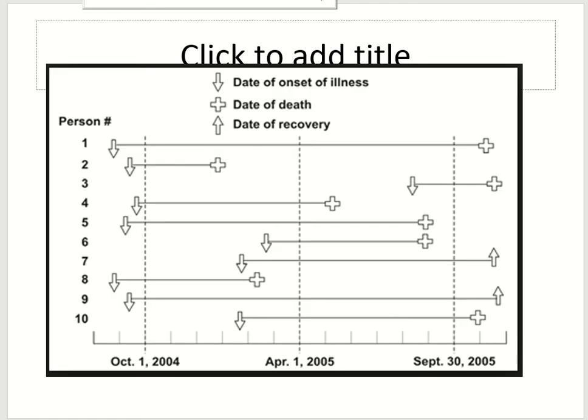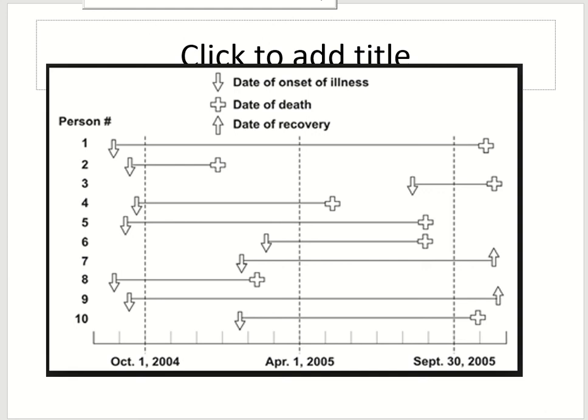Again, this is another example. Same idea. You have different dates: October 1, 2004 to April 1, 2005, September 30th, 2005. And you have multiple scenarios. The down pointing arrow is the date of onset of the illness. The plus is the date of death, and the up pointing arrow is the date of recovery. And you have 10 different scenarios. And here you can ask all kinds of questions.